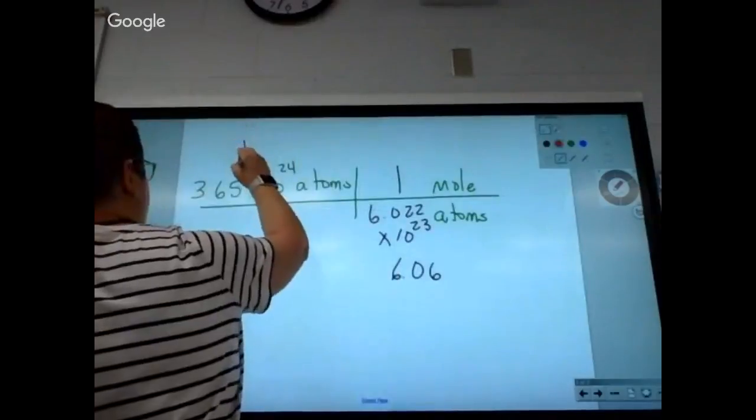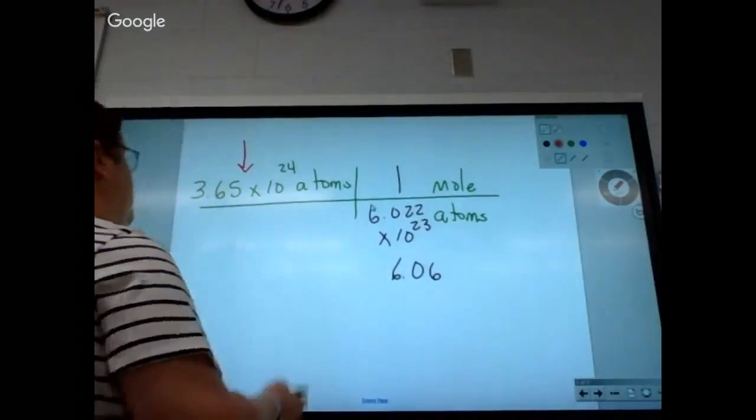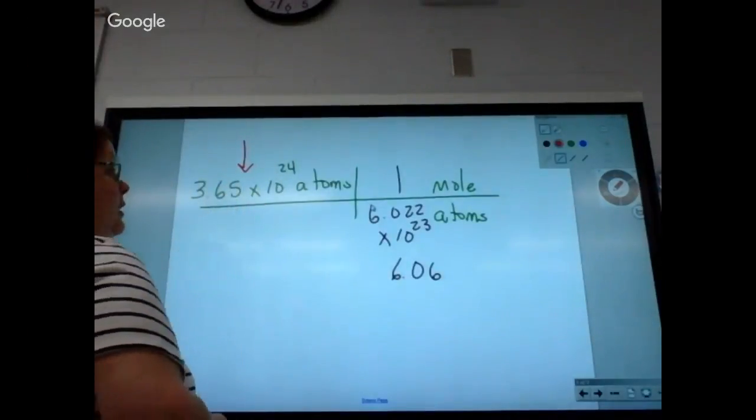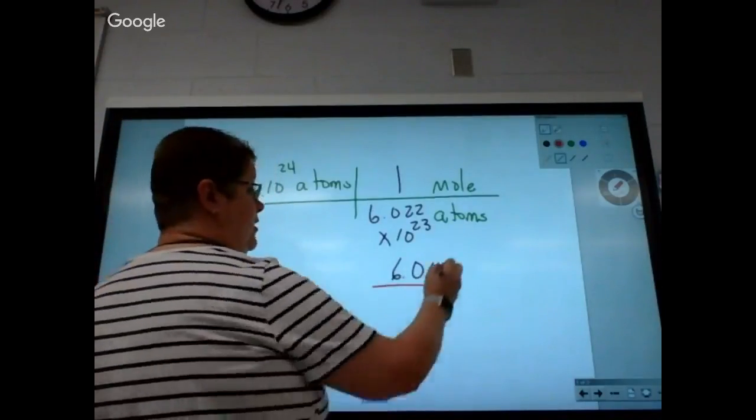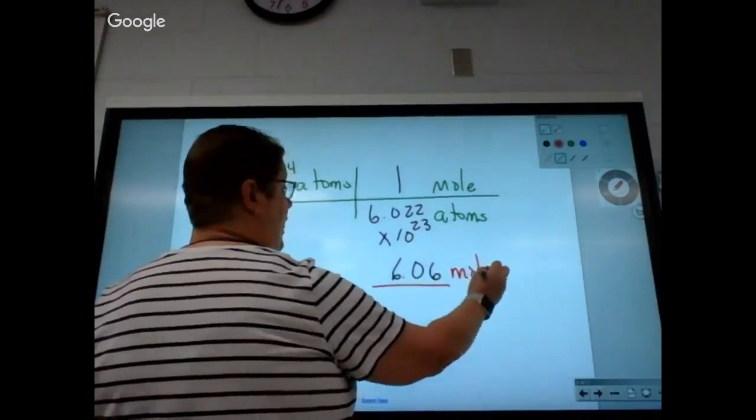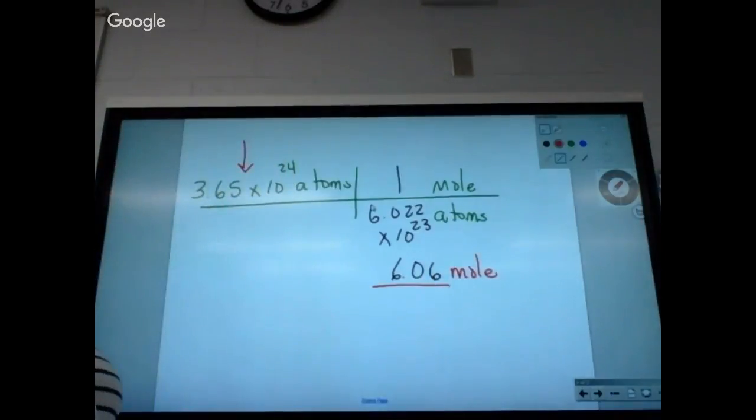That's right. This is what I use. I only use my starting data. This was the number given to me in the question. It has how many significant digits? So that's why I rounded to 3 significant digits. And I write mole on my answer. And I'm done.